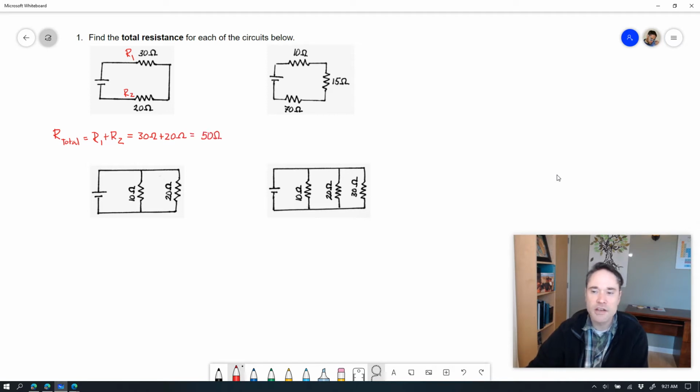Now, I'd like you to take note that I wrote more than just 50 ohms. I could have just written 50 ohms because honestly, I can look at it and say 30 plus 20 is 50. But I wrote a few things. Number one is that I wrote my starting equation, R total equals R1 plus R2. And then I wrote in the things that I plugged into that. And then I wrote my final answer. The reason I did all of that is so that I can get back to this information and know where I got this.